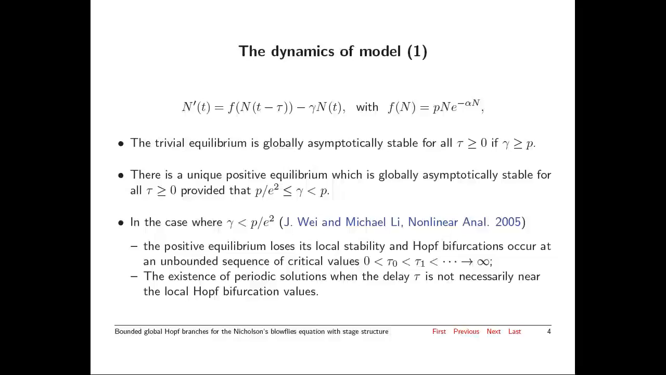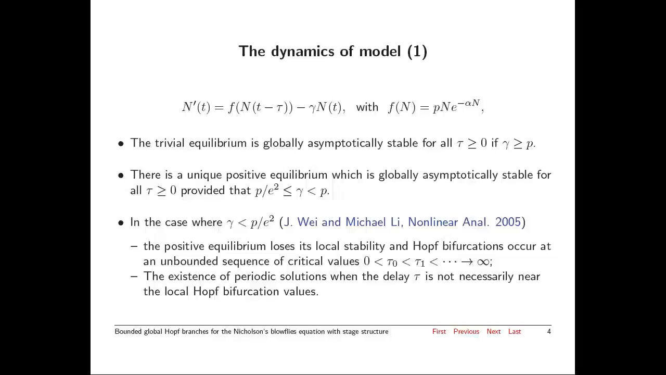And they also proved the existence of periodic solutions when tau is close enough to each bifurcation value tau naught. It means it explained the existence of local Hopf bifurcations, and they further investigated the existence of global Hopf bifurcations.